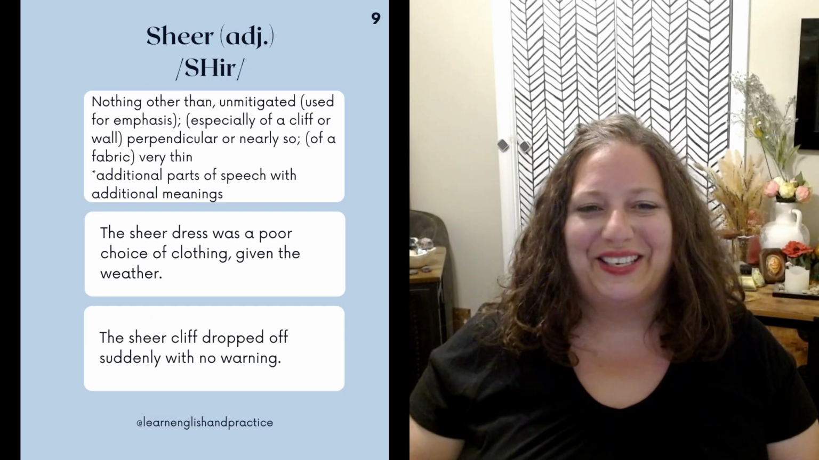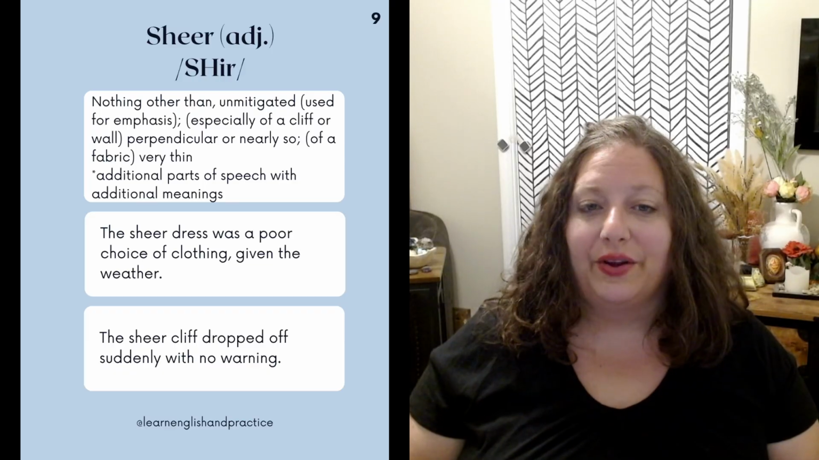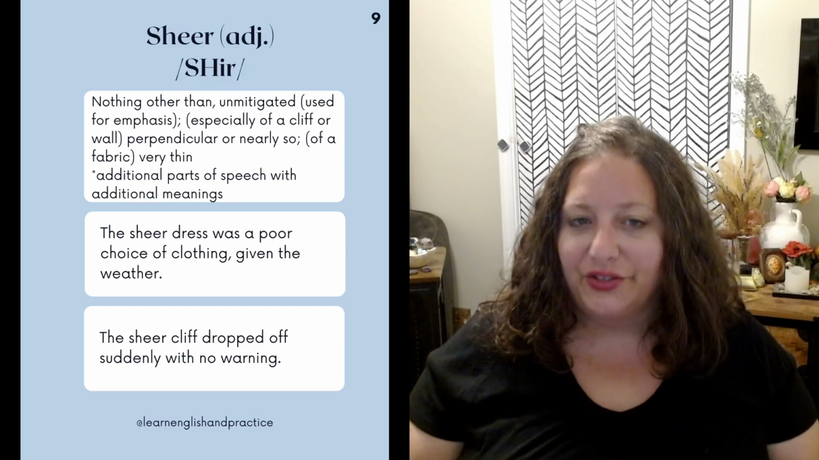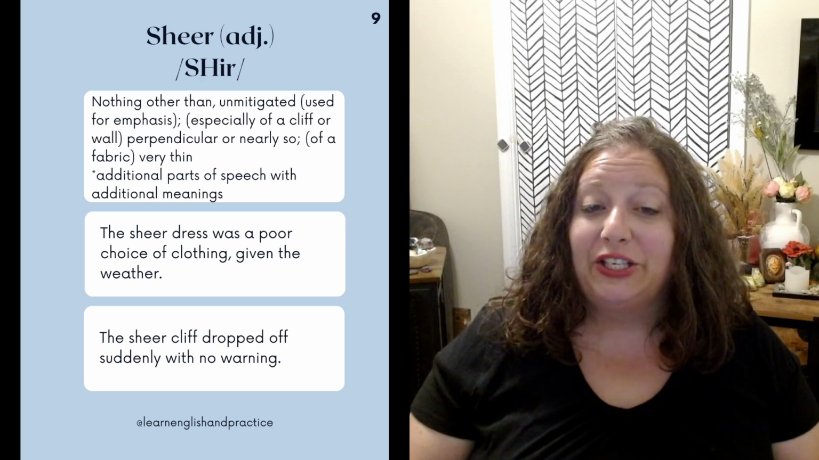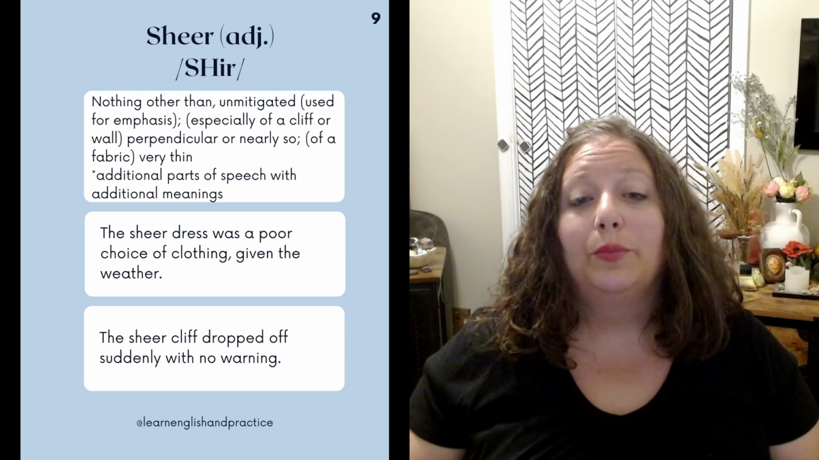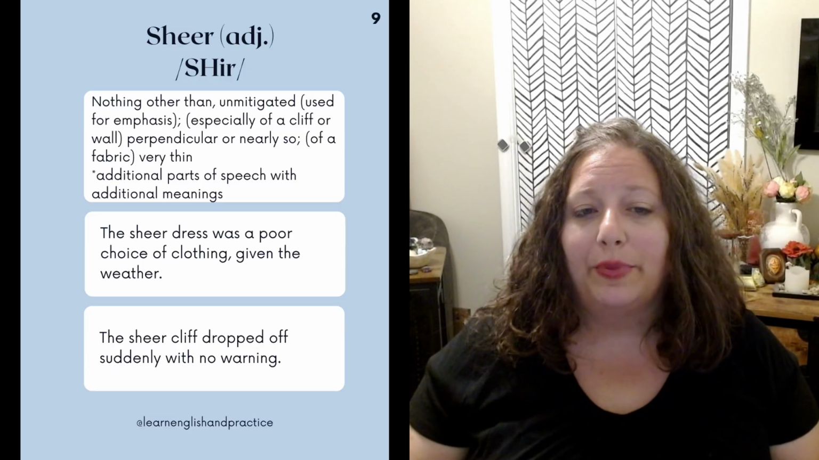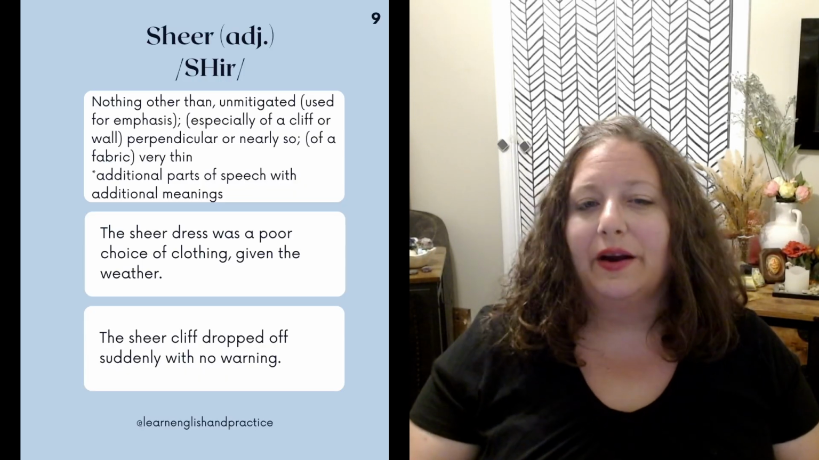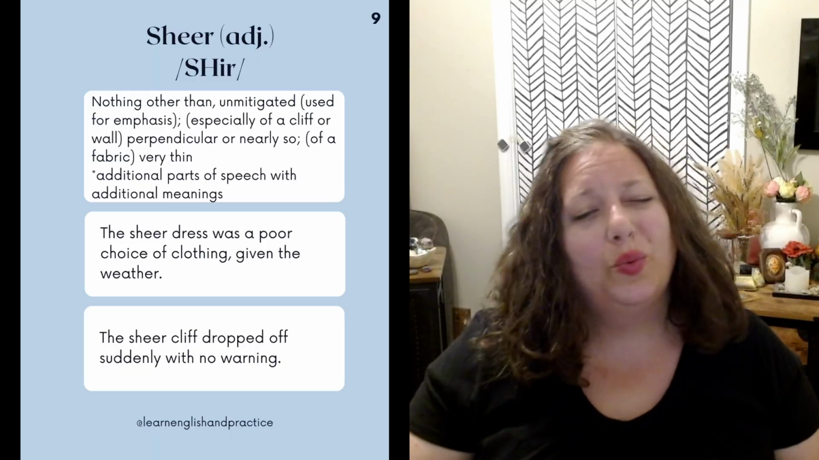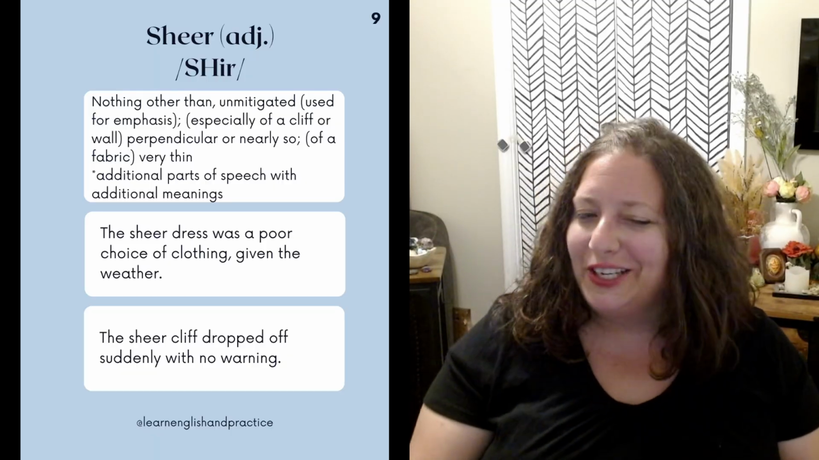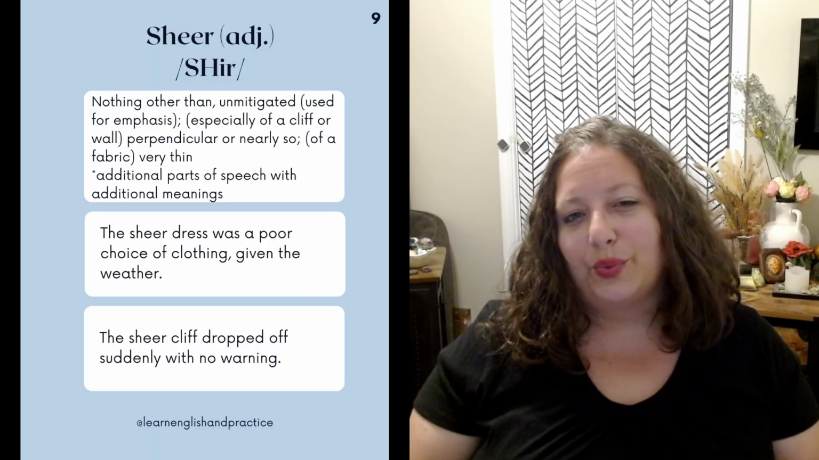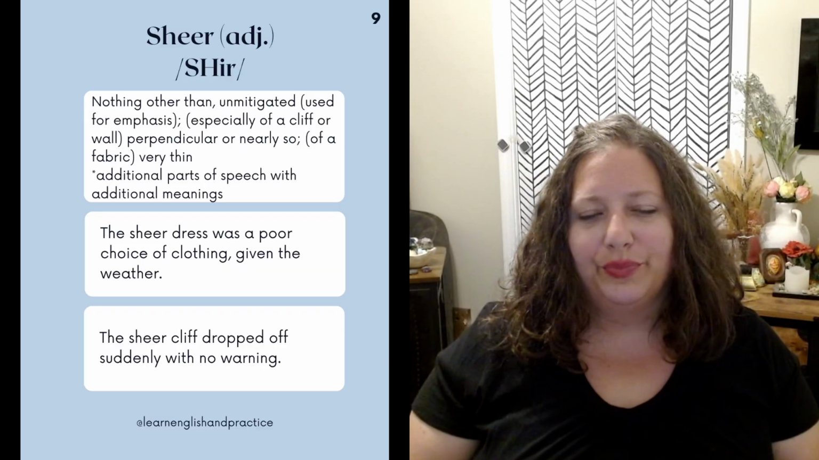Sheer as an adjective. This means nothing other than unmitigated, used for emphasis, especially of a cliff or wall, perpendicular or nearly so, and of a fabric, very thin. And there are additional parts of speech with additional meanings, but we're just going to focus on the use of this word as an adjective right now.